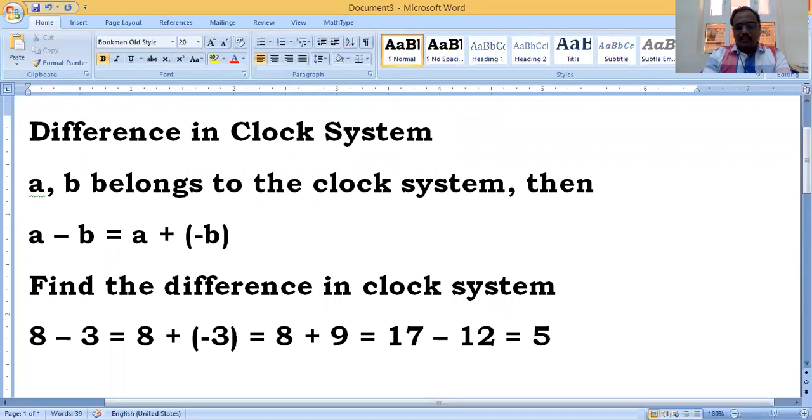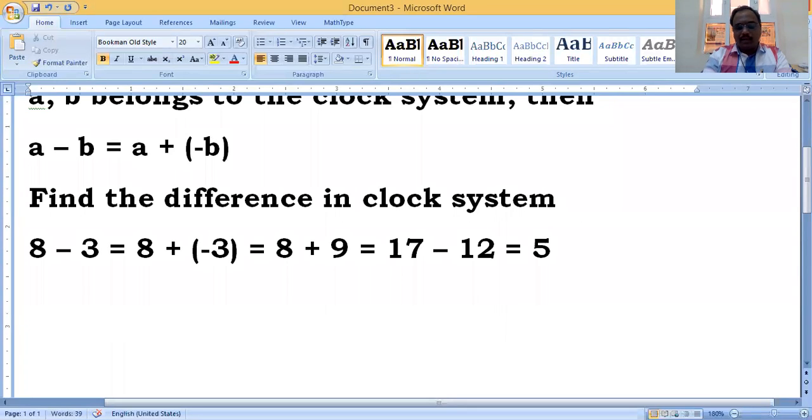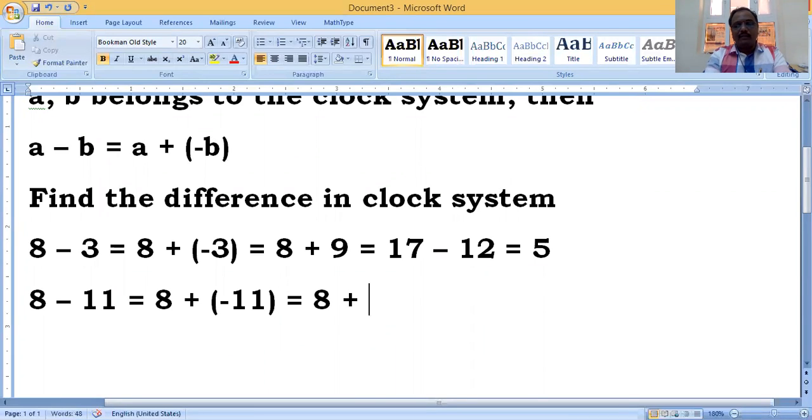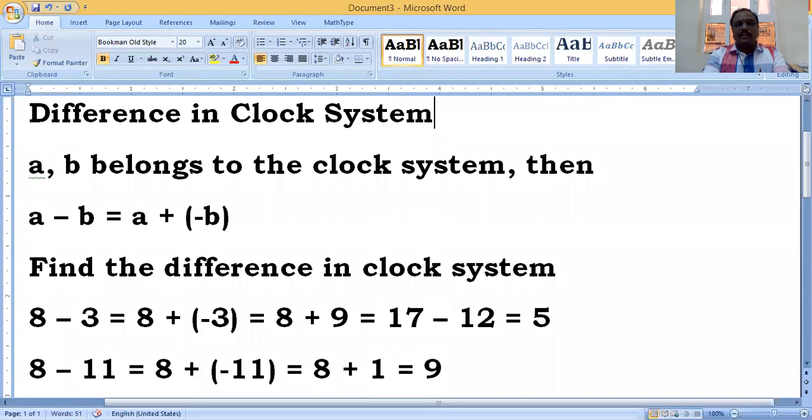In the opposite case, for example, I want to find 8 minus 11. Again, I am going to use the same idea, 8 plus minus 11. So I am going to find the additive inverse of 11. What is the additive inverse of 11? This is 1. So 8 plus 1, the time will be considered as 9. So this is how we are going to find the difference in the clock system.